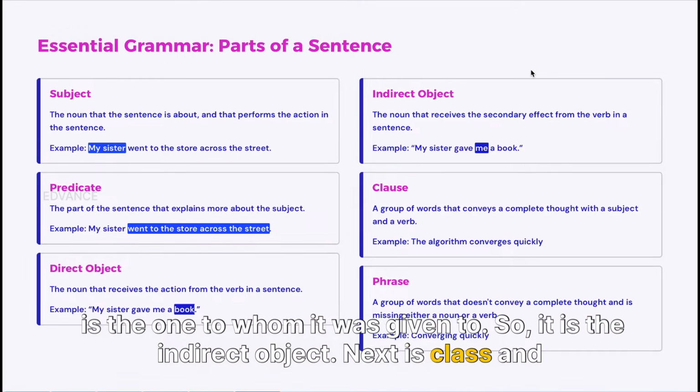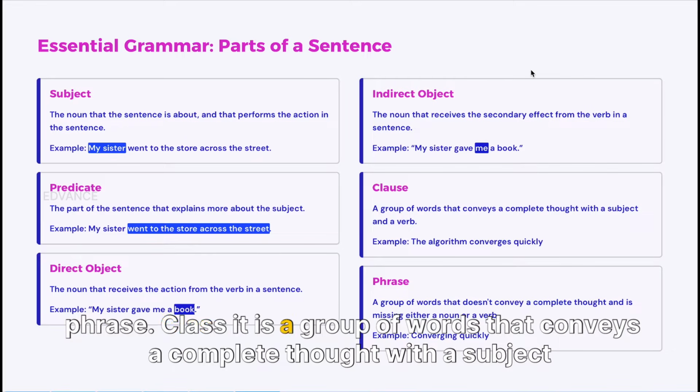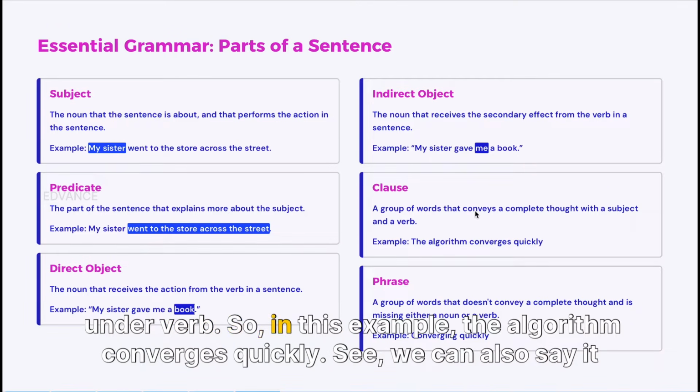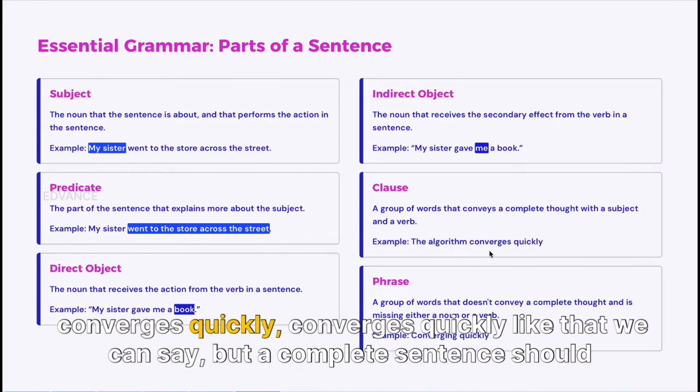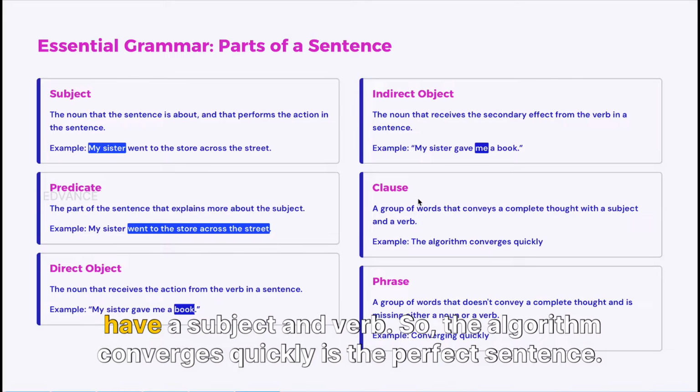Next is clause and phrase. A clause is a group of words that conveys a complete thought with a subject and a verb. So in this example, the algorithm converges quickly. See, we can also say it converges quickly, like that we can say. But a complete sentence should have a subject and verb. So the algorithm converges quickly is the perfect sentence.